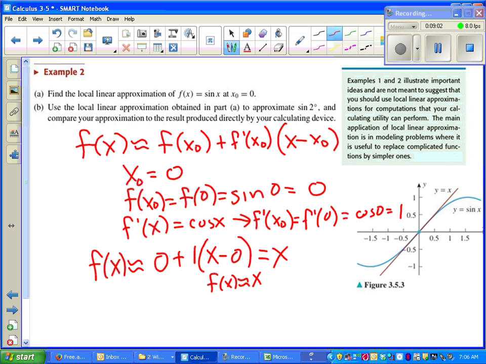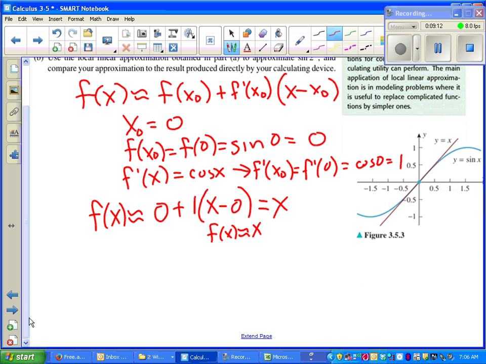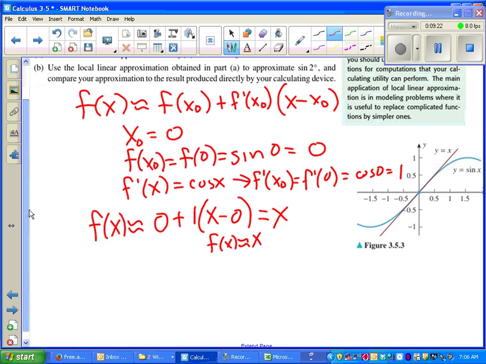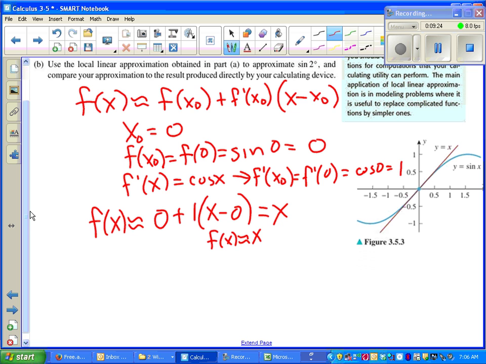Part B is a little tricky. It's asking you to find sine of 2 degrees. But we're not allowed to use degrees in calculus unless we do some conversions. We like to use real numbers without units in our trig functions. So we don't want this in degrees. We want this in radians. So our first step is to figure out what 2 degrees is as a radian.